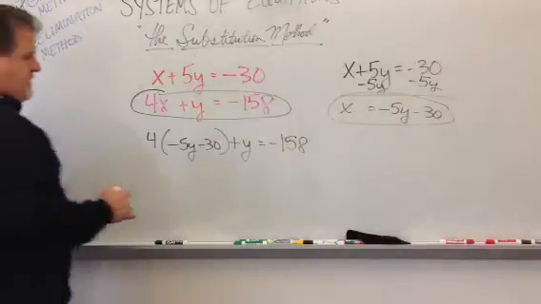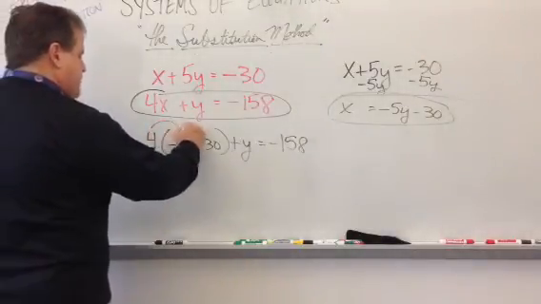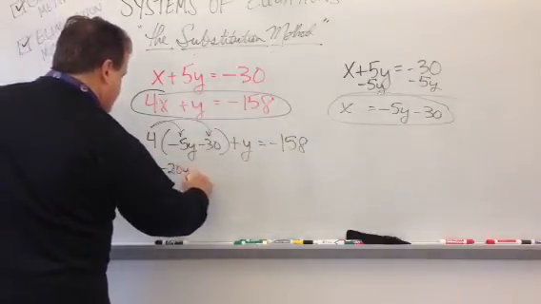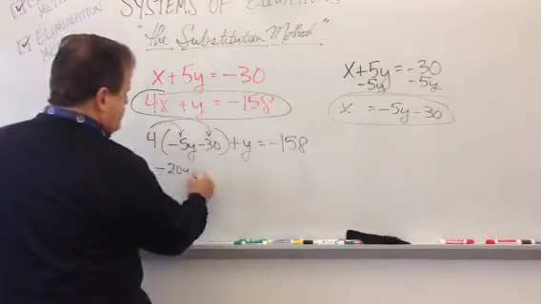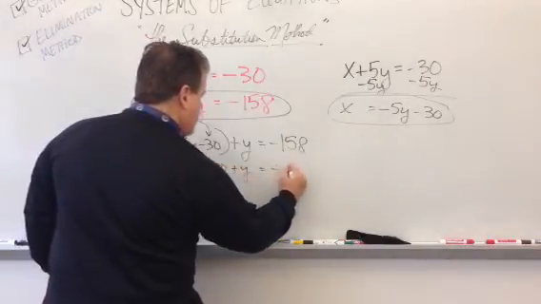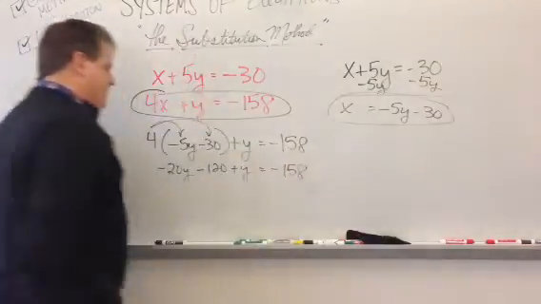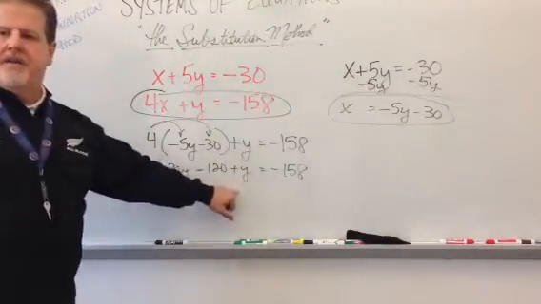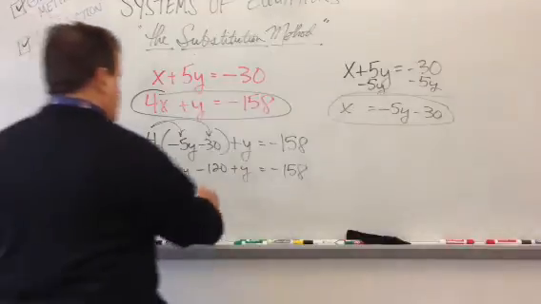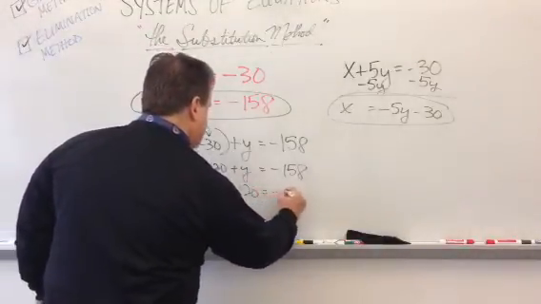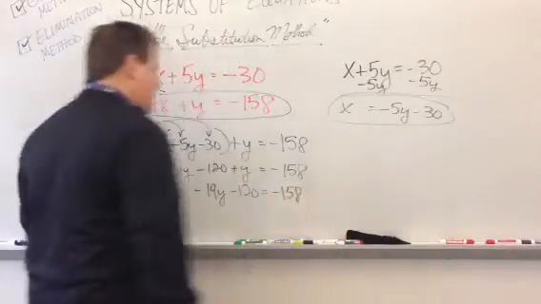Some big numbers, but let's work through it. 4 times, we're going to use the distributive property right here. 4 times negative 5y is negative 20y. Minus 4 times 30 is negative 120. Plus y equals negative 158. Let's combine some like terms. Negative 20y plus y? Negative 19y. So we have negative 19y minus 120 equals negative 158.